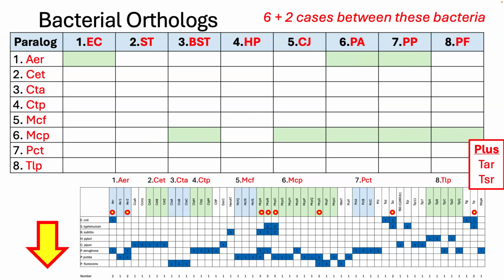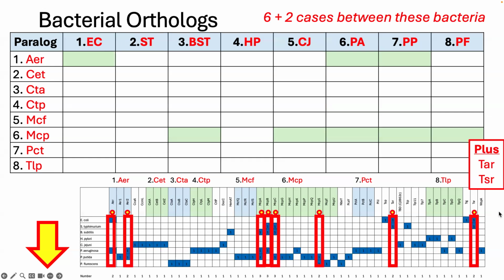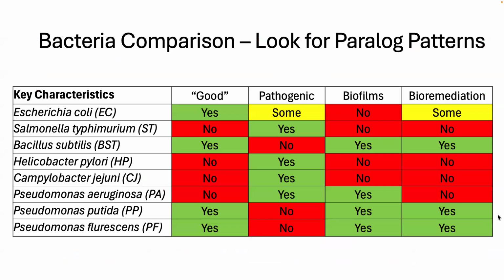Then for the orthologs, we can see that the orthologs are only being shown in two of these groups, the Aer and the MCP. There's also a couple that aren't fitting into one of those paralog groups, and so I also wanted to highlight those. And so the Tar and the Tsr are not in a paralog group, but the other six are, and so that gives us a little way of capturing that.